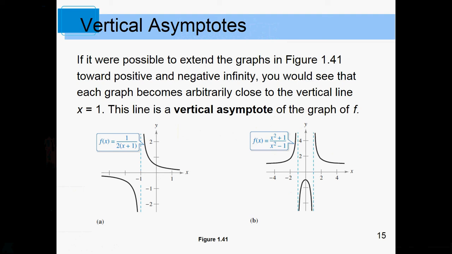If it's possible to extend the graphs from 0 to 1 point towards positive and negative infinity, you would see that each graph becomes arbitrarily close to the vertical line. Well, negative 1 in this case. Positive 1 and negative 1 in this case. These vertical lines are called vertical asymptotes. These are what happens when we have 0 in the denominator, but no way to cancel out and plug a removable discontinuity. These are the non-removable discontinuities.